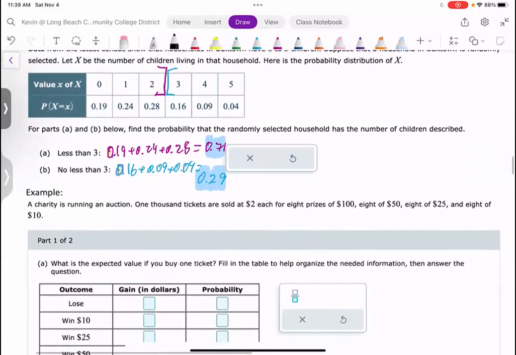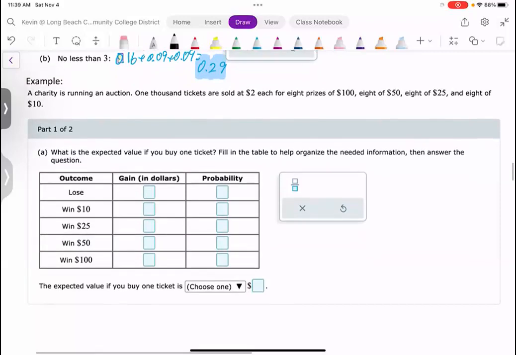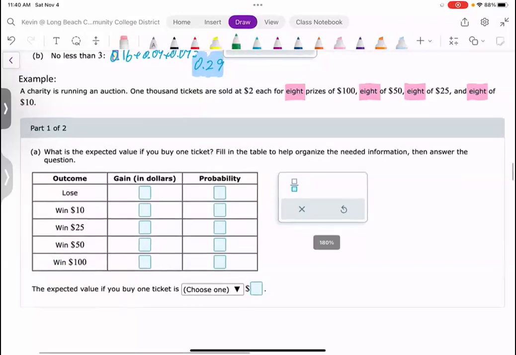All right, next up. A charity is running an auction. 1,000 tickets are sold at $2 each, and we have numerous prizes here. We have 8 prizes of $100. We have 8 prizes of $50. We have 8 prizes of $25, and we have 8 prizes of $10. So that's a total of 32 prizes total.